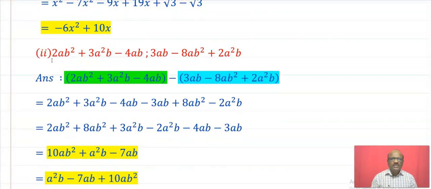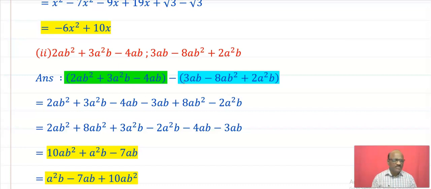Now the next problem is 2ab square plus 3a square b minus 4ab. And second polynomial is 3ab minus 8b square plus 2a square b. Again, subtract the second polynomial from the first. Therefore, here is the first polynomial, taken in a bracket: 2ab square plus 3a square b minus 4ab minus second polynomial in bracket, that is 3ab minus 8ab square plus 2a square b.